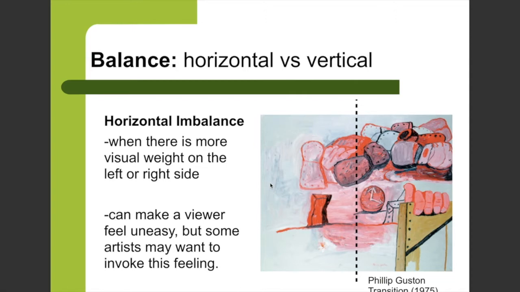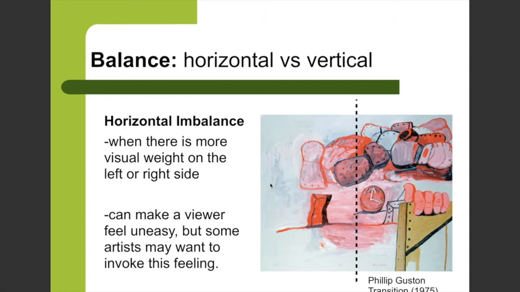Now, in some cases, an artist may want to create horizontal imbalance, and that's when there's more visual weight on the left or right hand side. So let's look at this work to the right by Philip Guston called Transition. Would you say there's more visual weight on the right hand side or the left hand side? There's more visual weight on the right hand side. This does create a sense of uneasiness, but it makes sense for what the artist is trying to do.